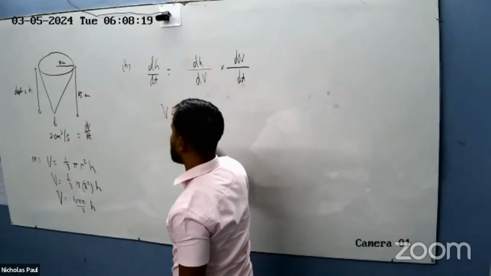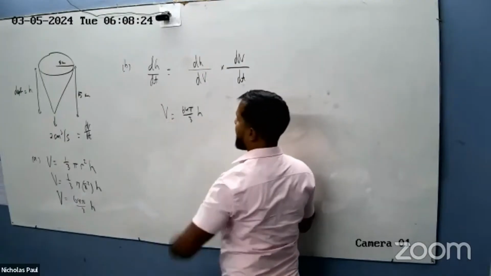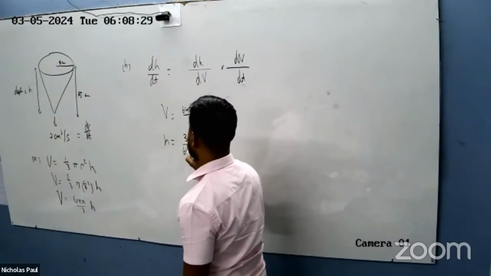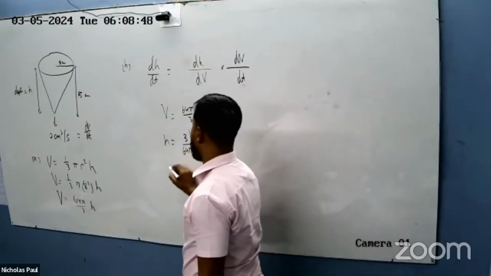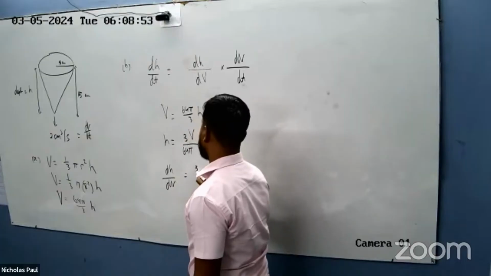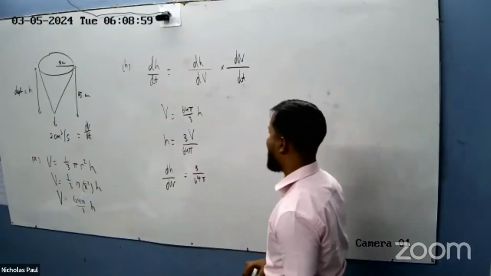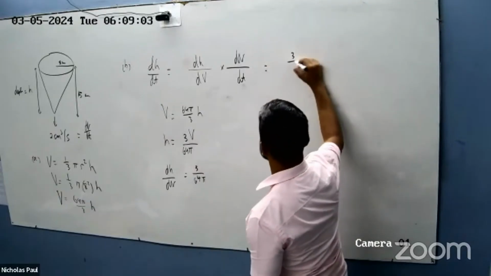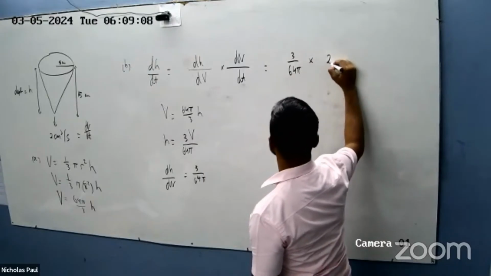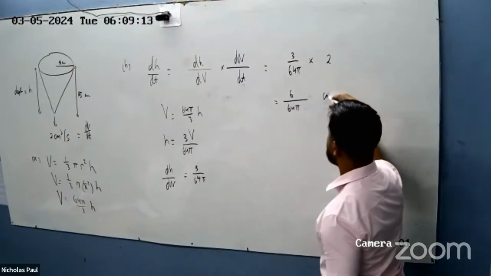So since V is equal to 64 pi over 3 h, we can make h the subject of the formula. h is equal to 3V all over 64 pi. So if I differentiate h with respect to V, I'll end up with 3 over 64 pi. Therefore, we get 3 over 64 pi multiplied by 2. So I get 6 over 64 pi. This is centimeters per second.